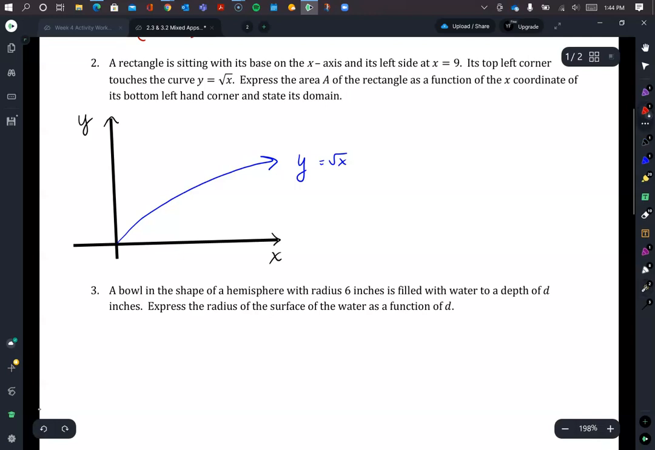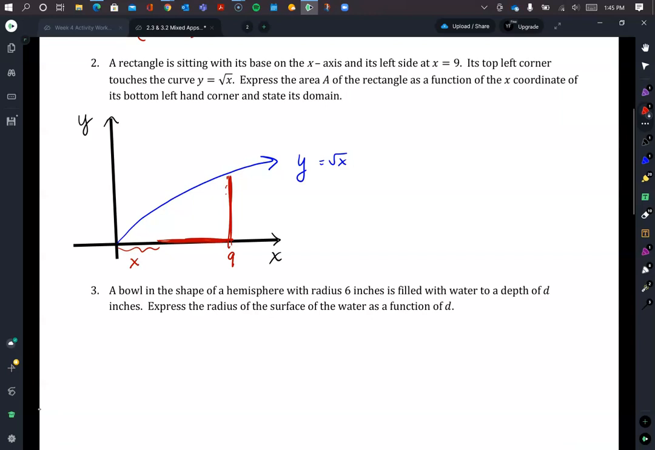It is sitting with its base on the x-axis. So the base is somewhere here, right? Some arbitrary position there. I know that the right side is at x equals 9. It touches where that is. So I'm just going to sketch in here that I would have 9 there. Okay, but I don't know what this piece is. I don't know exactly where to position that, so I'm going to call that X over here, this little chunk.